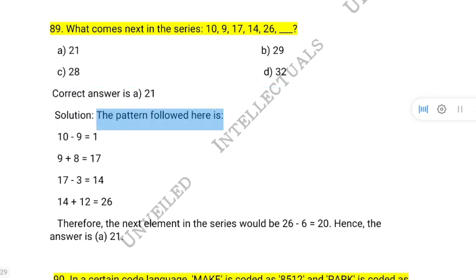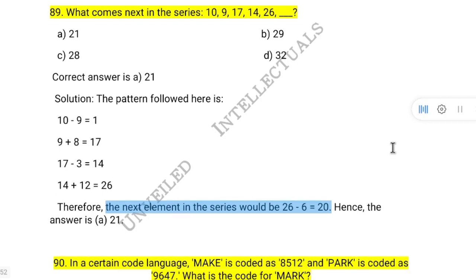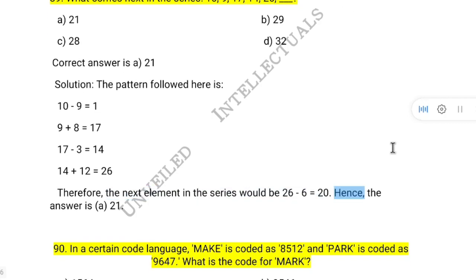Solution. The pattern followed here is 10 minus 9 equals 1. 9 plus 8 equals 17. 17 minus 3 equals 14. 14 plus 12 equals 26. Therefore, the next element in the series would be 26 minus 6 equals 20. Hence, the answer is A, 21.